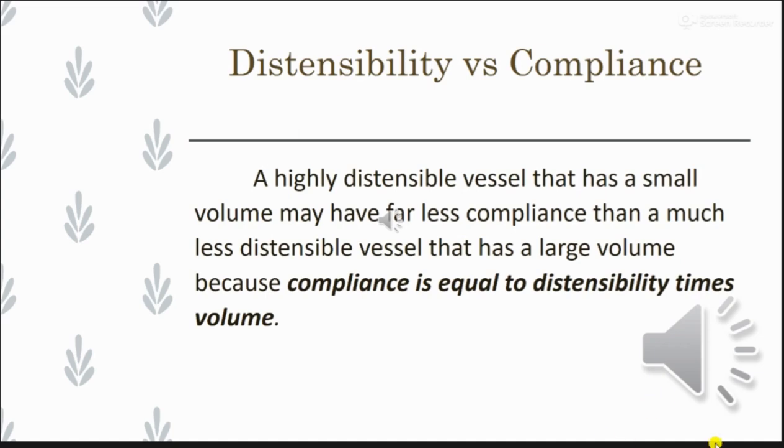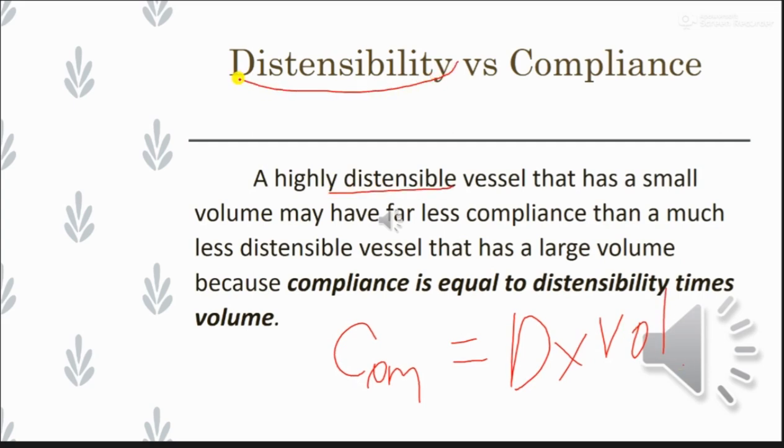So let's differentiate distensibility versus compliance. A highly distensible vessel that has a small volume may have far less compliance than a much less distensible vessel that has a large volume. Because compliance equals distensibility times volume. Again, our distensibility is the elastic property of our arterial wall. Compliance is the total quantity of blood that can be stored when there is a pressure rise in a certain portion of the circulation.